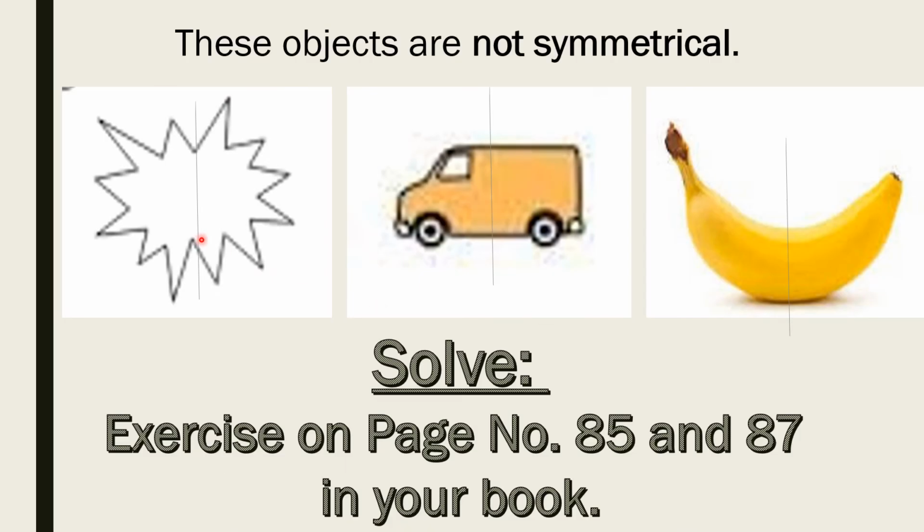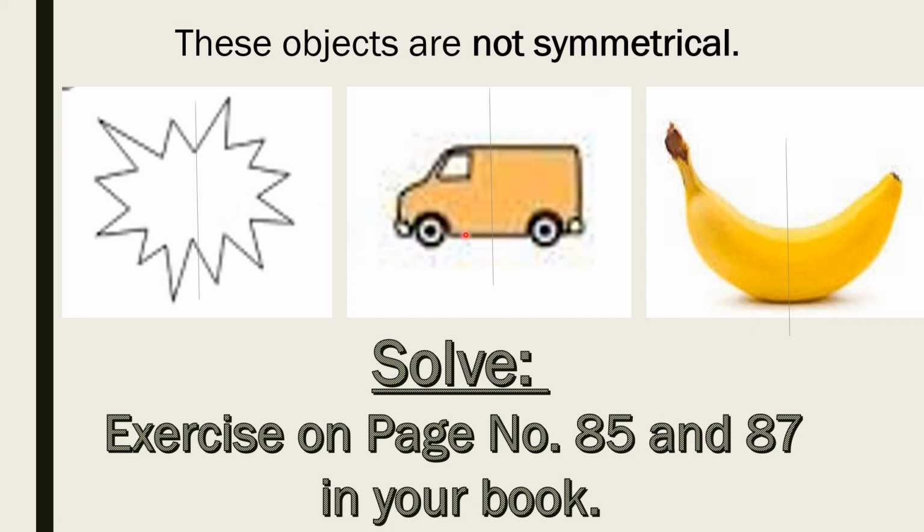Now, what kind of objects are not symmetrical? Look at this shape. If I make a line in between, just imagine if I make a line in the center, is the left side same as the right hand side? No, they are completely different. So this means this shape is not symmetrical.